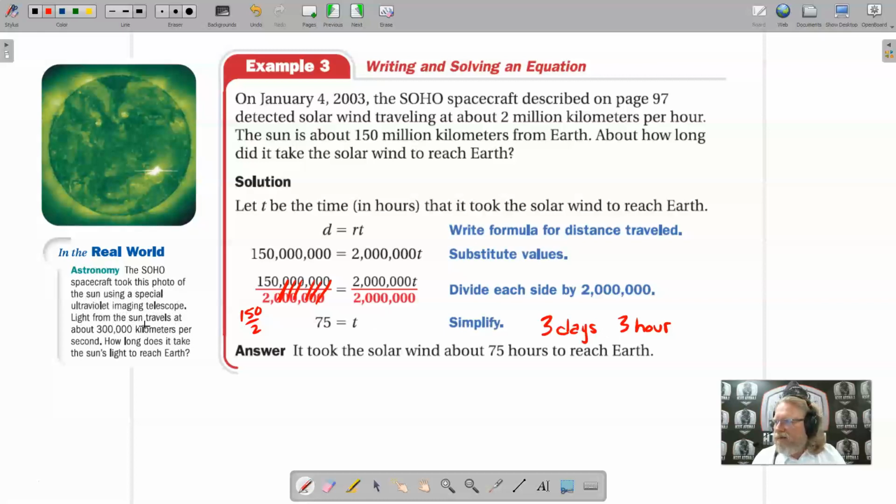Light from the sun travels at about 300 kilometers per second. How long does it take to reach the Earth? So let's go ahead and work that one out. So remember, we're working in seconds. Because at first, whenever I looked at this, I'm like, well, that means 300,000 is less than 2 million. And so that means it takes the light longer to get to the Earth than the solar wind. That doesn't make sense. And then I'm like, oh, okay, it's each second, which up here we're talking about per hours.